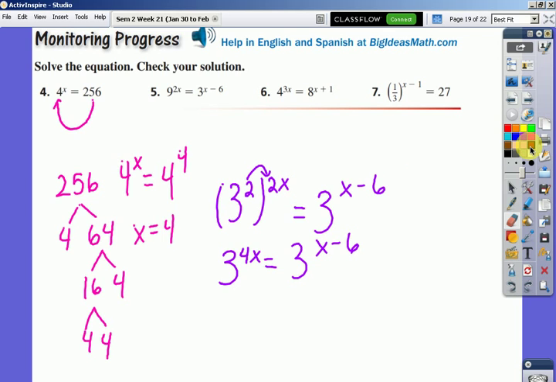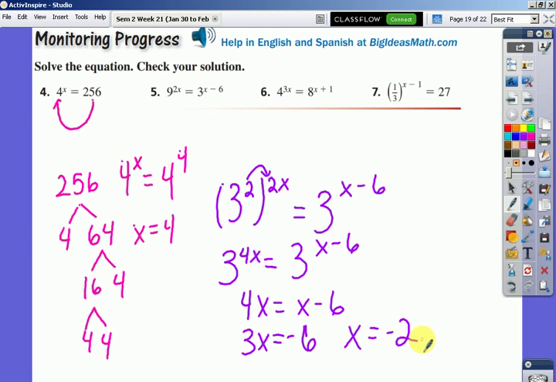So what we're setting equal is 4x equal to x minus 6. Subtract x on both sides. 3x equals negative 6. X equals negative 2. Did you get that? All right.